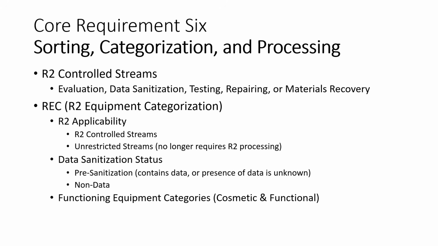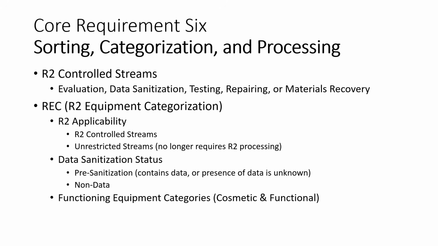All right, before we get into this one, let's first break down what R2 controlled streams are. R2 controlled streams are types of equipment streams that require a specific type of additional processing. This would include electronic equipment in need of evaluation, data sanitization, testing, repairing, or material recovery, where each one of those potential additional processes would denote a separate type of controlled stream.